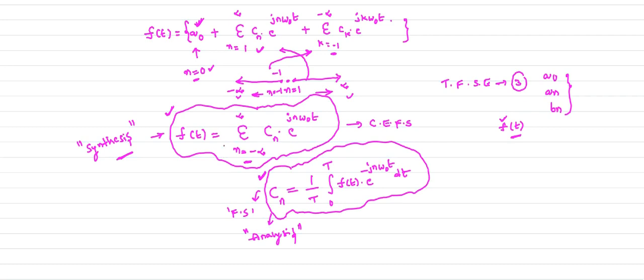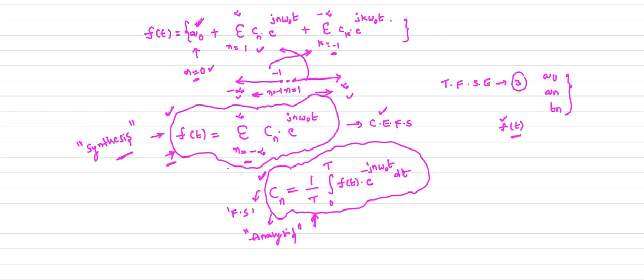But if we observe the expressions of trigonometric Fourier series expansion and complex exponential Fourier series expansion, this expression is in the most compact form. Here we have only one analysis equation. We need to solve only one analysis equation, which is your Cn, the complex exponential Fourier series coefficient.